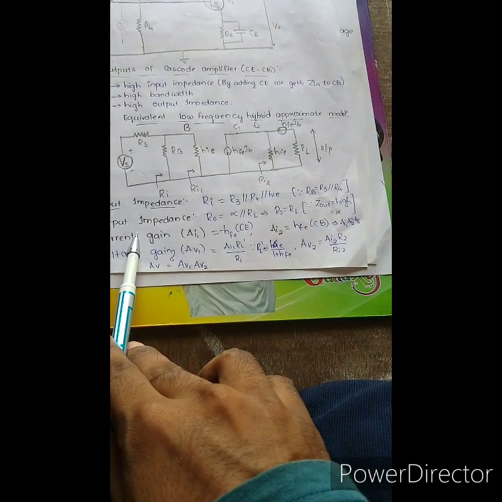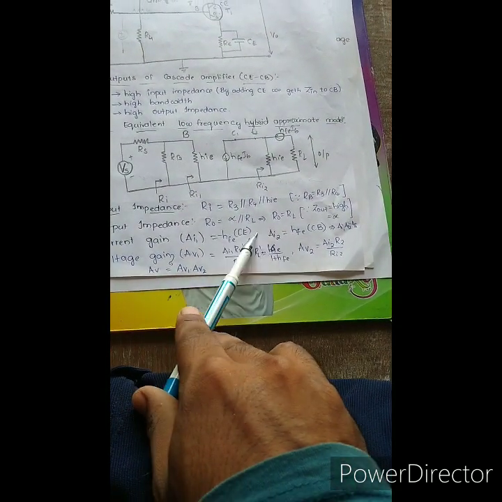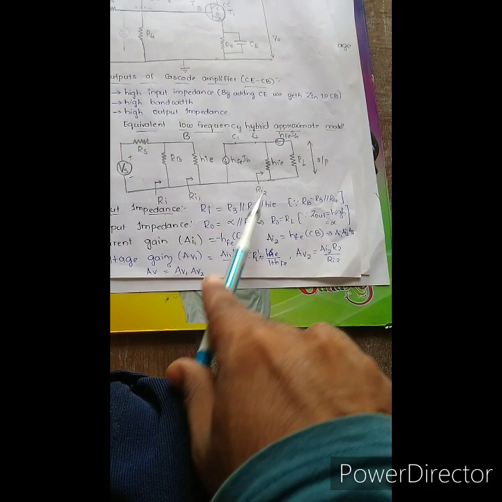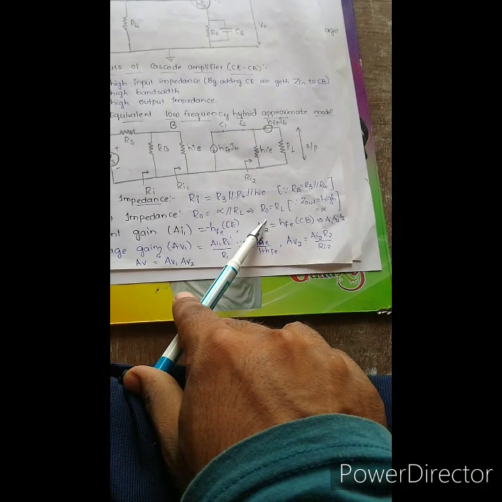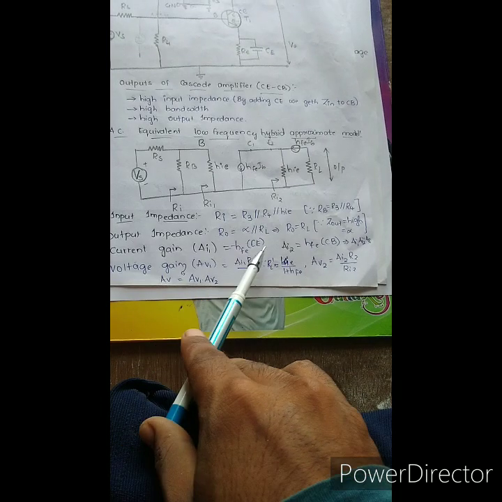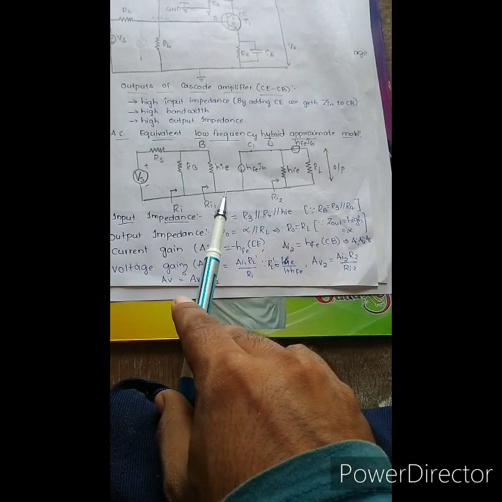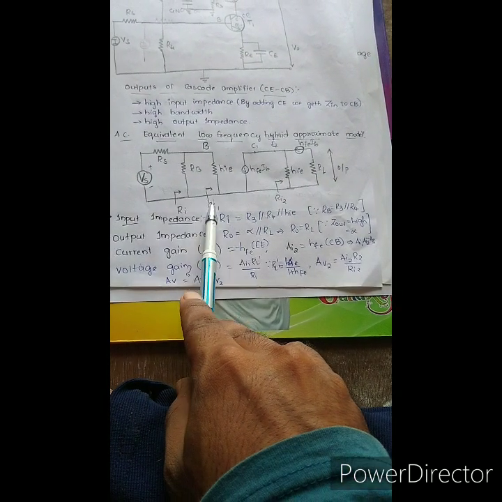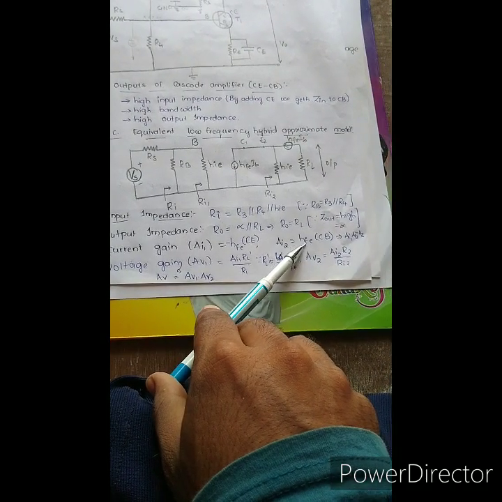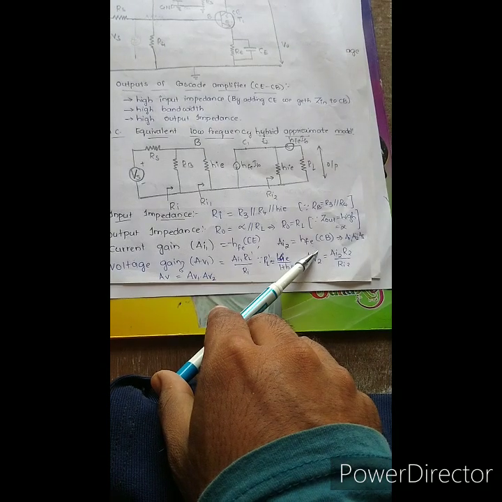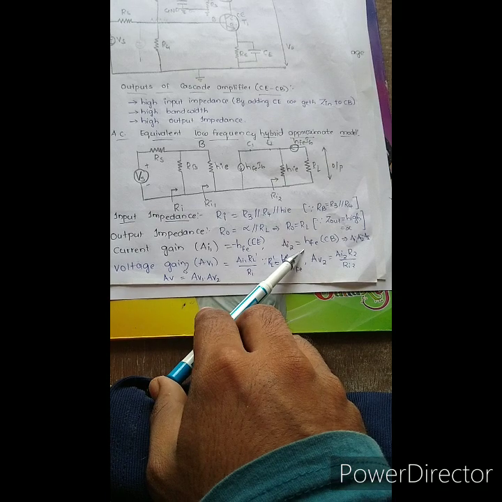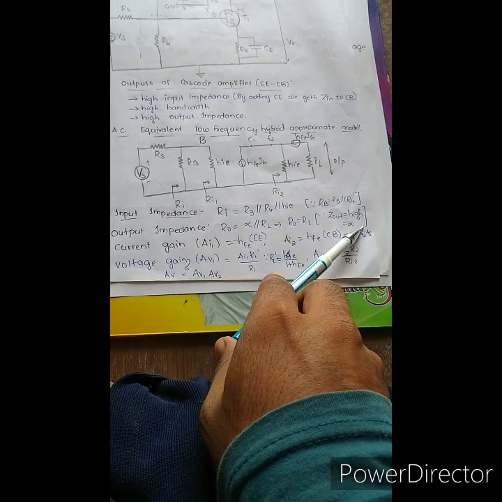Next, output impedance RO equals infinity parallel RL, because the CE amplifier has high output impedance, so we use the least value, or output impedance equals load resistance, friends. Current gain equals minus HFE, which is the current gain of the CE amplifier, and HFE is the CB amplifier current gain, friends. The total current gain equals AI1 into AI2, friends. It is nothing but minus HFE square, friends.